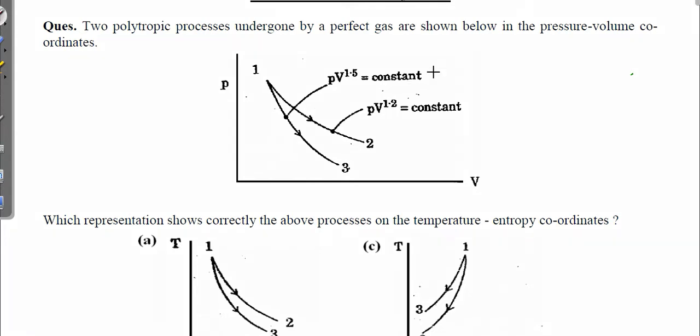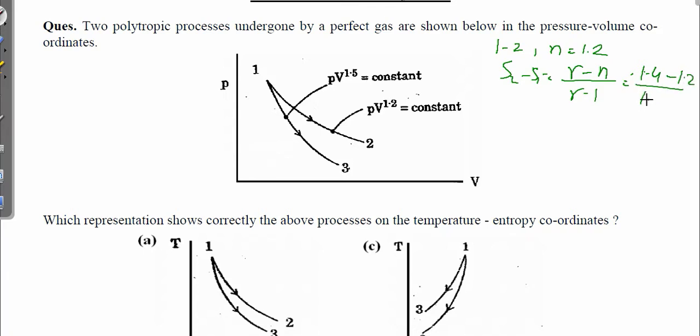This was the data given for 1 to 2. For 1 to 2, n is given as 1.2. So S2 minus S1 will depend on gamma minus n upon gamma minus 1. Gamma value is 1.4, so 1.4 minus 1.2 divided by 1.4 minus 1. So this quantity is positive divided by some positive quantity, so it will come positive. S2 minus S1 will be positive.